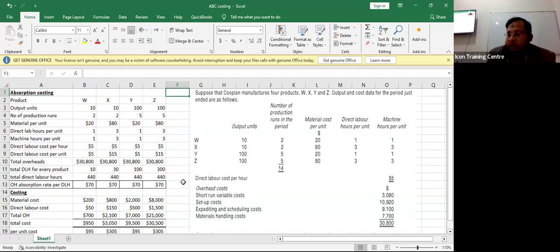Reflect, discuss. Any question, do let me know, please. Wow. This $70 is the overhead absorption rate per direct labor hour.